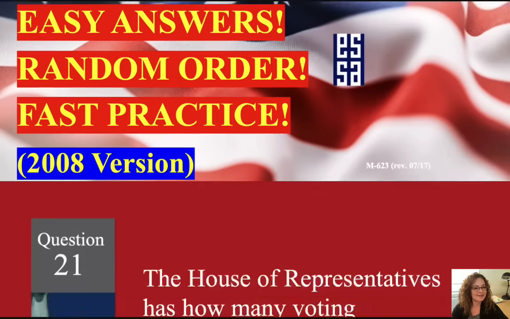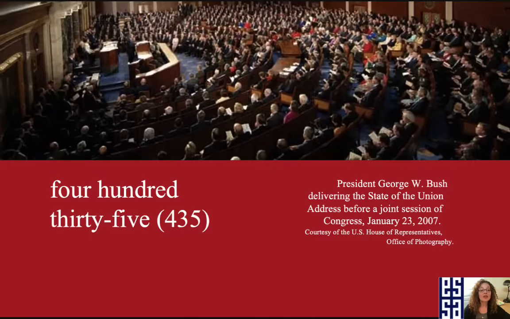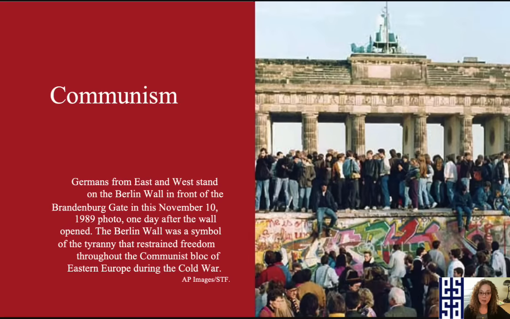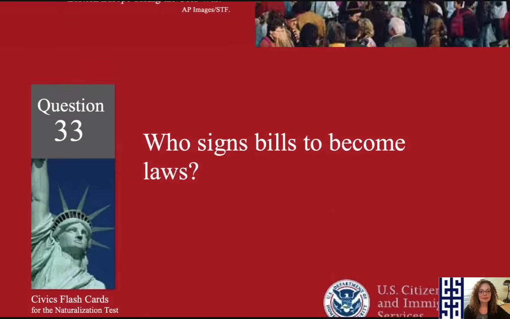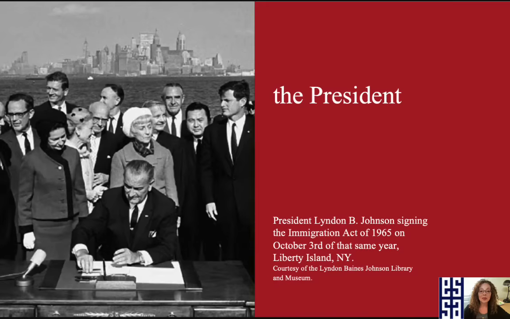First question. The House of Representatives has how many voting members? 435. During the Cold War, what was the main concern of the United States? Communism. Who signs bills to become laws? The President.